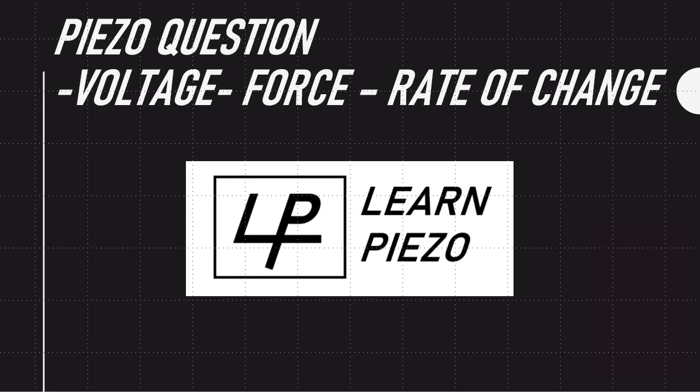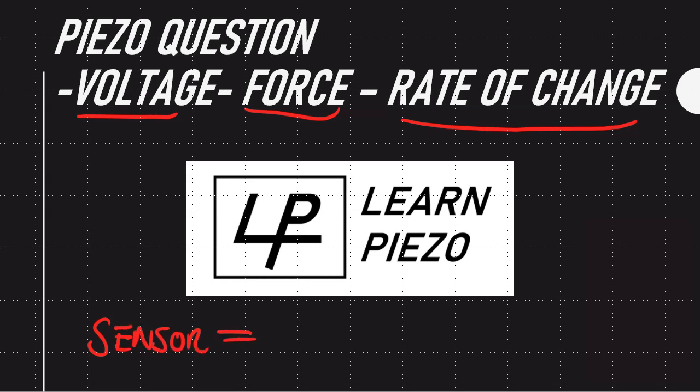Today we're going to speak about a viewer submitted question regarding voltage, force, and the rate of change. This is specifically talking about a sensor where you apply a force and get a voltage, and how all of that relates in a real world environment where you are actually going to use something like a multimeter or an oscilloscope and other types of devices to measure.